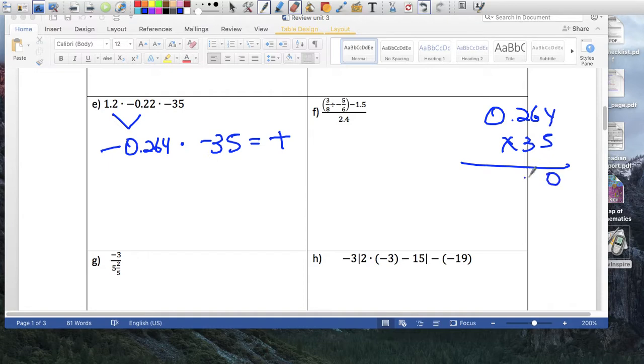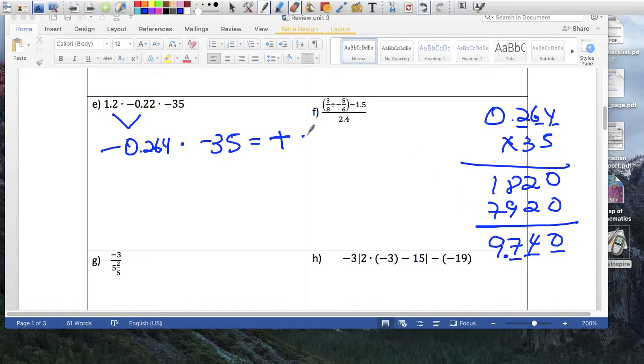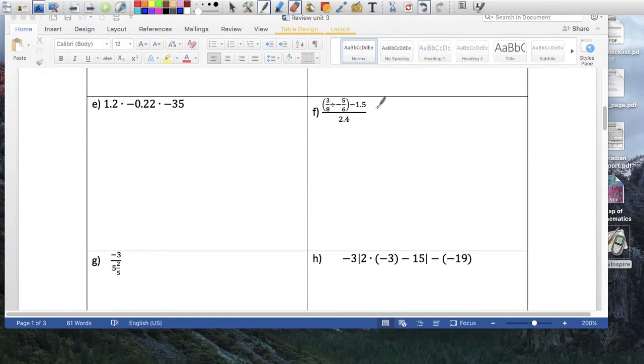5 and 4 is 20, 3 and 2 goes 3, 18, push 1 over, 3 and 4 is 12, goes 1 is 19, and goes 1 is 7, 0, 4, 17, 9. There's 1, 2, 3 decimal places here, none over here, so my answer should have 1, 2, 3 decimal places, and it's going to give me 9.240. There's a decimal right here. Next, I have a division, a subtraction, and then a division.